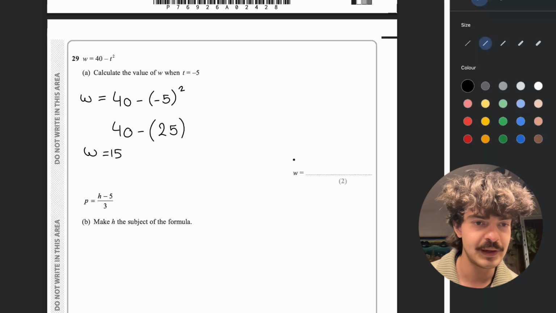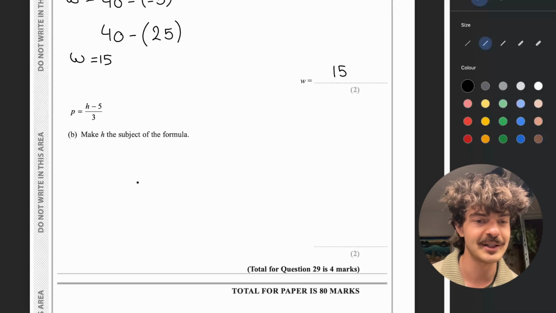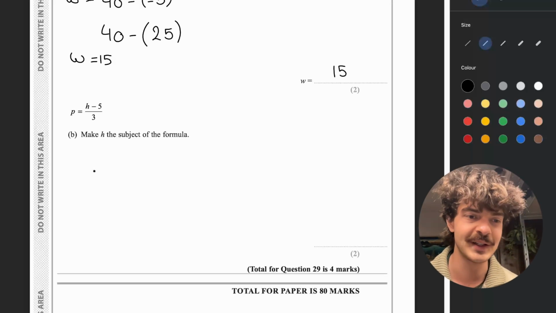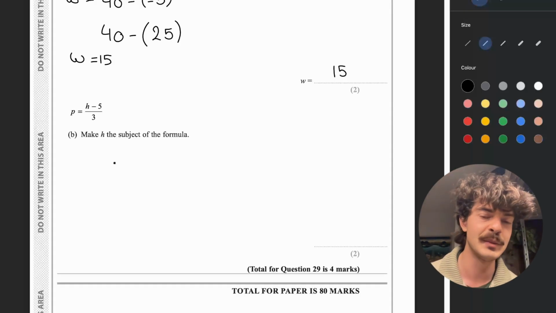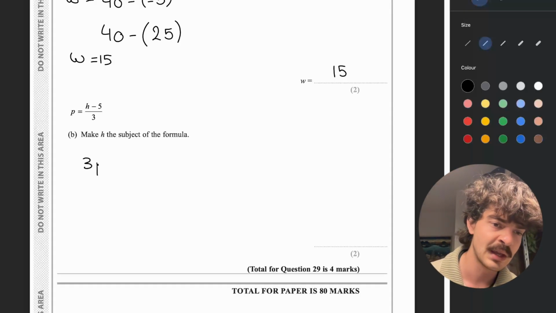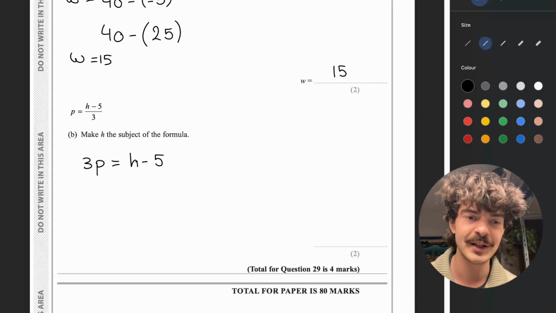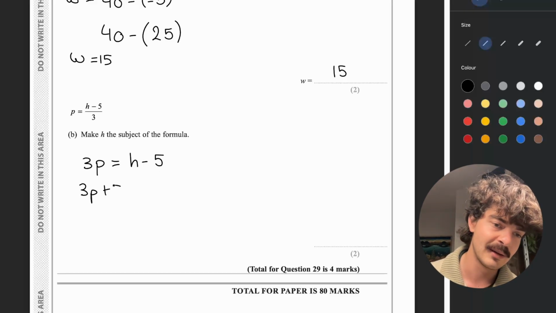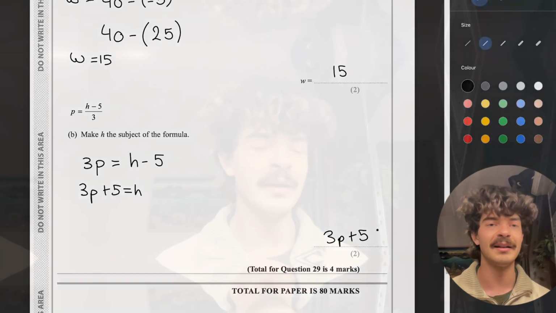Nice one. And then next up, we've got this one. P equals H minus 5 divided by 3. Make H the subject of the formula. So last but not least, we want to start by moving this 3. That's immediately in our way as it's in the denominator of this fraction. So if we multiply both sides by 3, we're left with 3p is equal to h minus 5. And then to get h as the subject or by itself, all we need to do is just add 5. So 3p plus 5 equals h. And there you go. Cool.